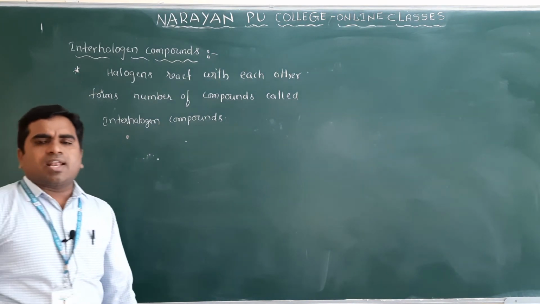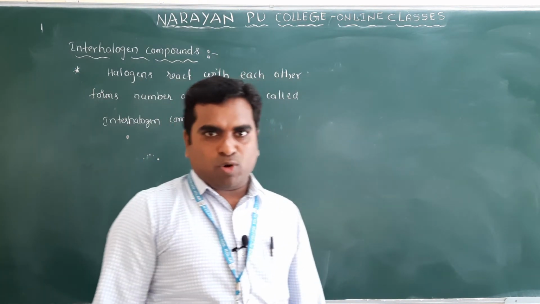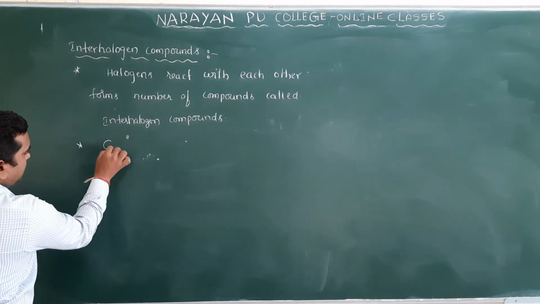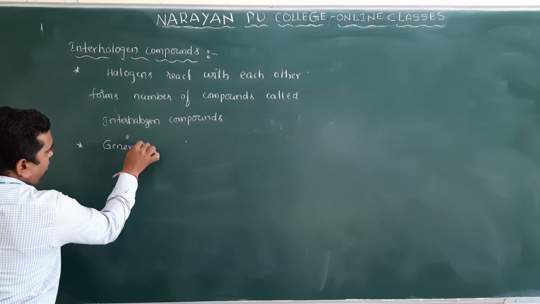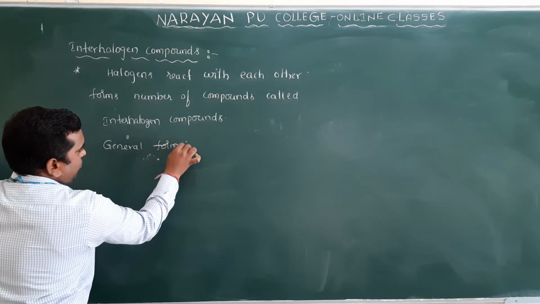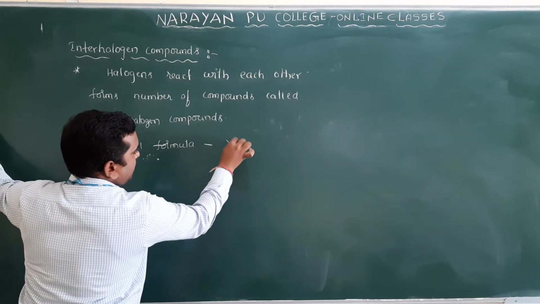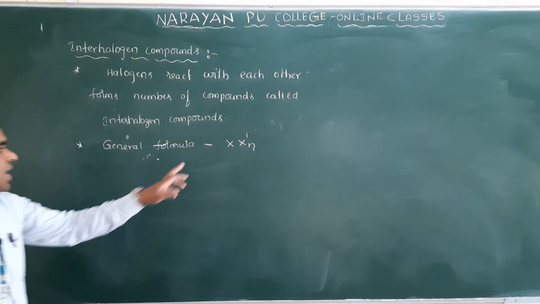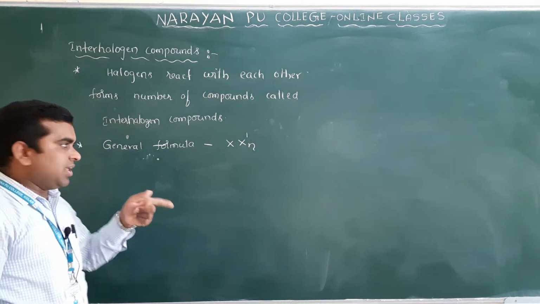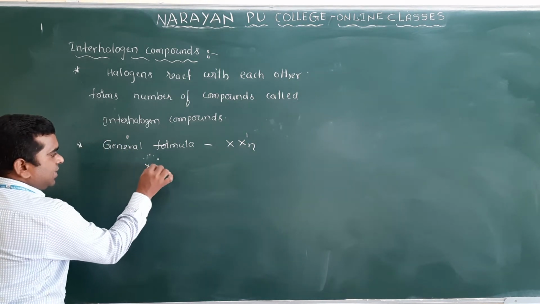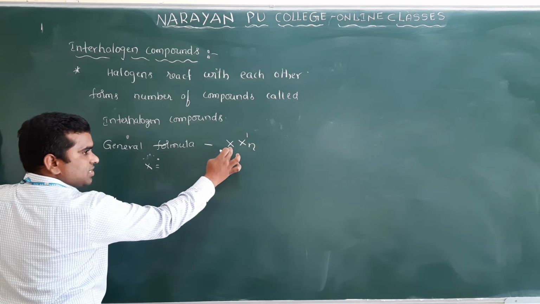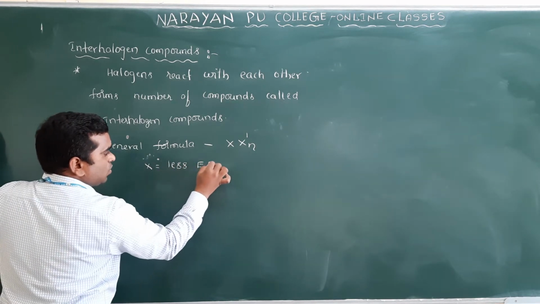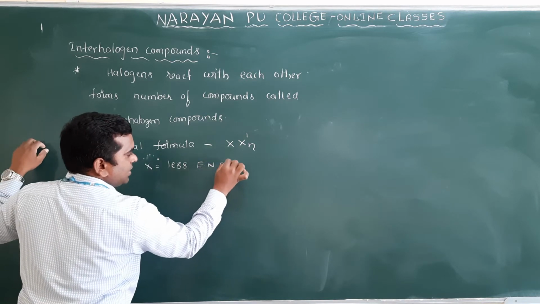So what is the general formula of interhalogen compounds? The general formula of interhalogen compounds is XX'n. What is it here? XX'n. Clear? What does X mean here? X is the less electronegative element.